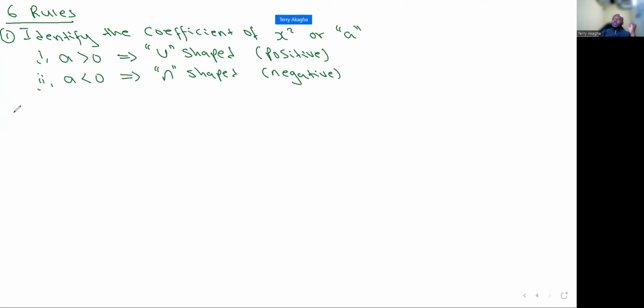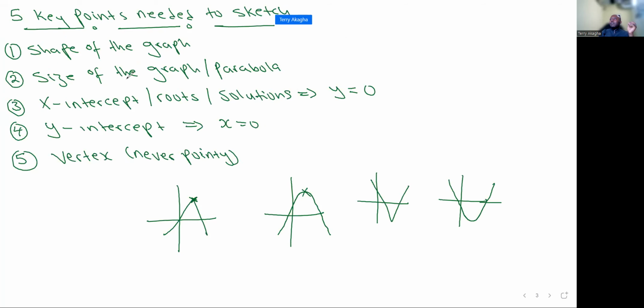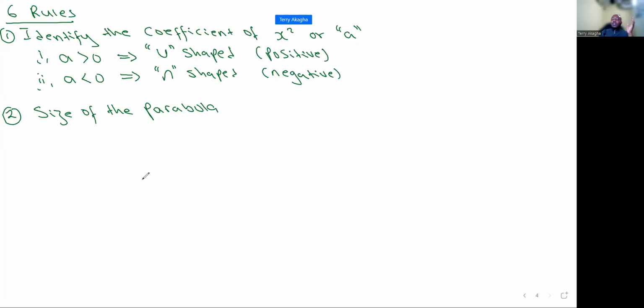Number 2, you need to find the size of the parabola. Okay? The size of the parabola. So I told you here, the size of the parabola is the second thing to talk about. Now, how do you determine the size of the parabola? The graph is going to be thinner if the absolute value of a is bigger. Is that okay? So the graph is going to be thinner.